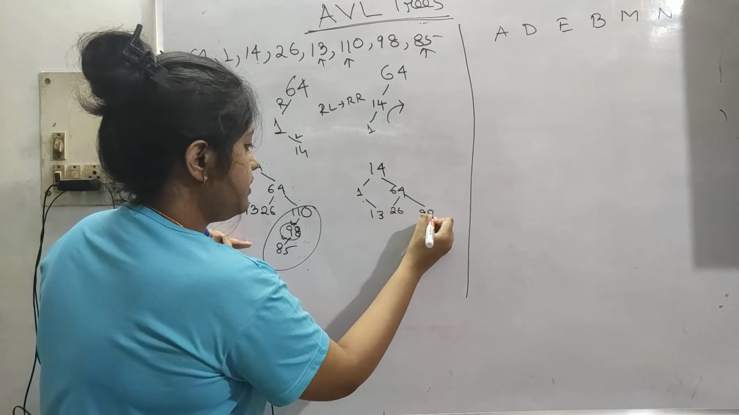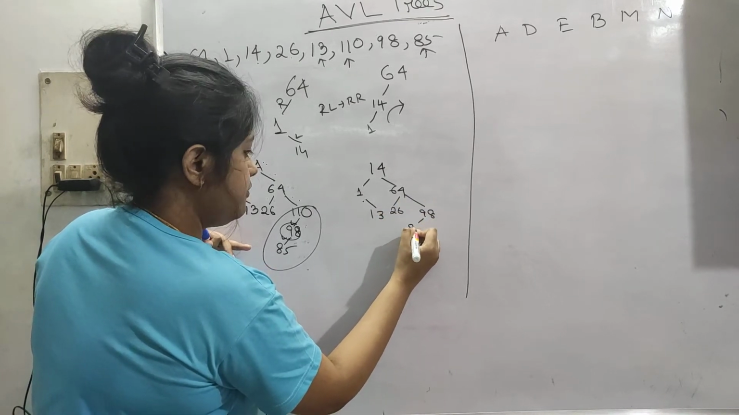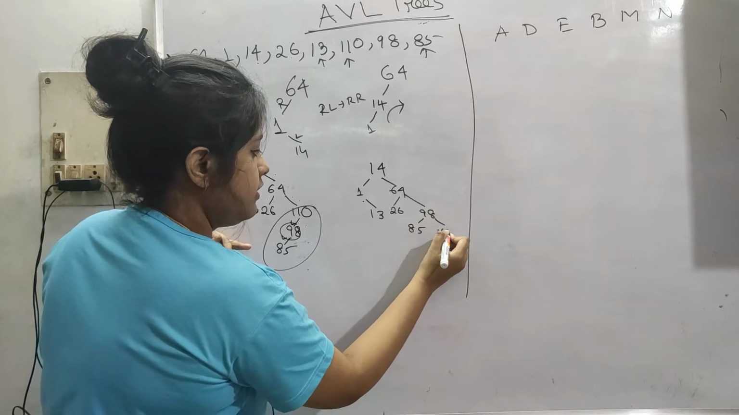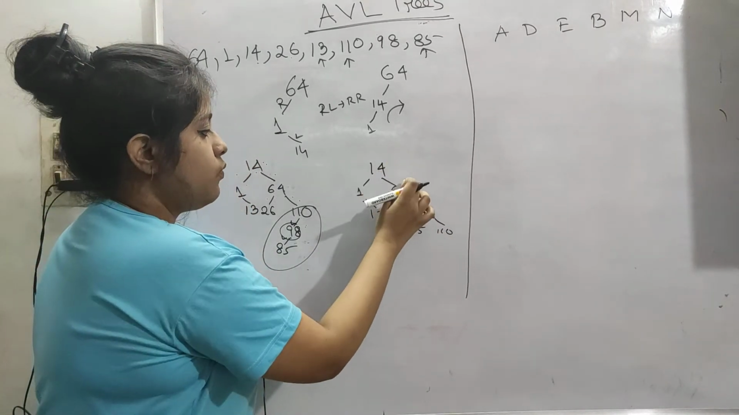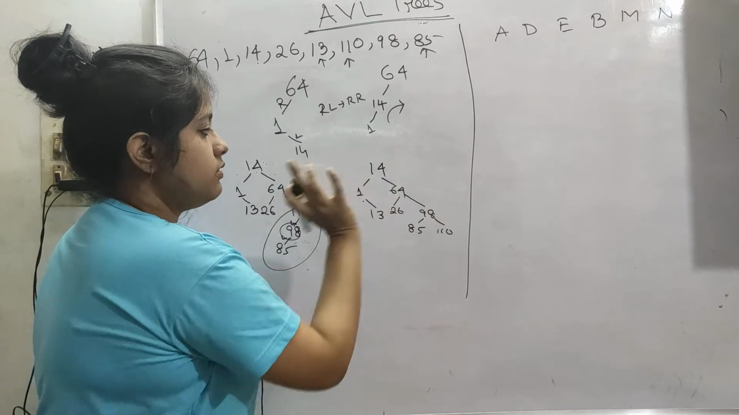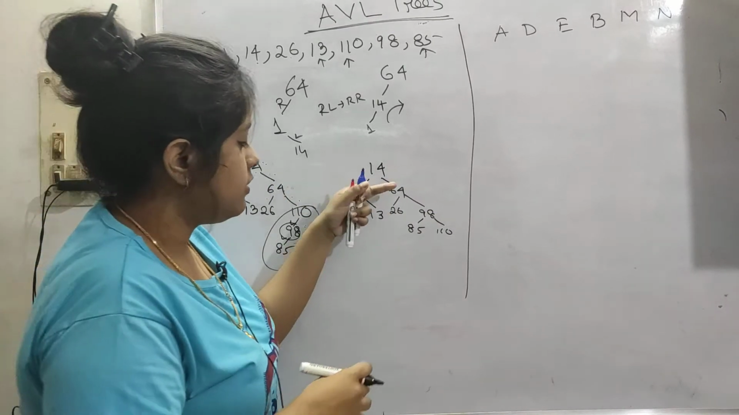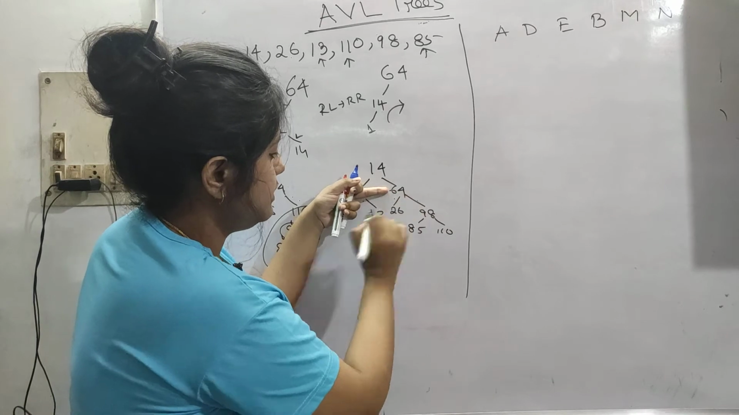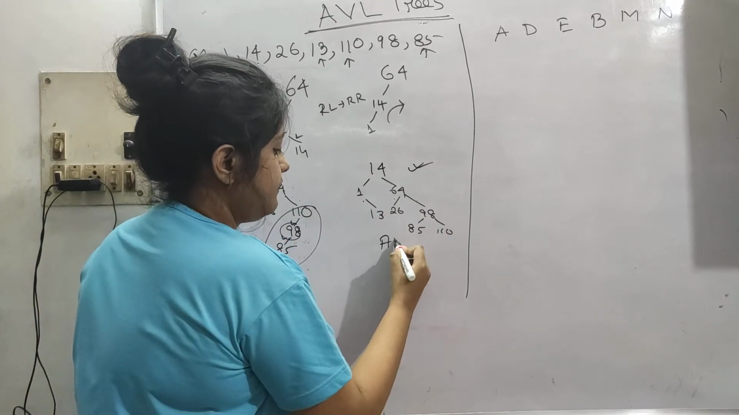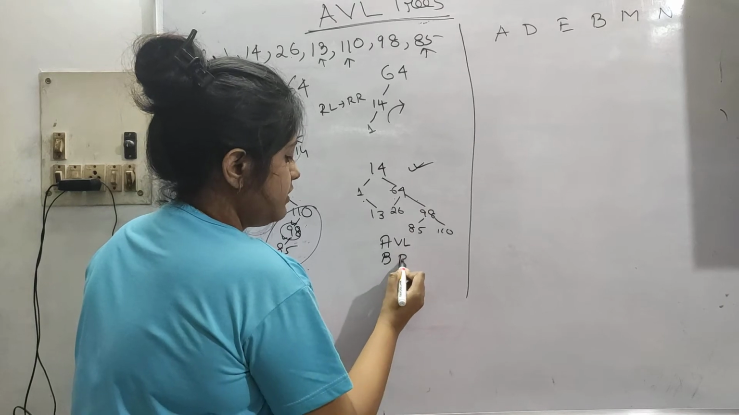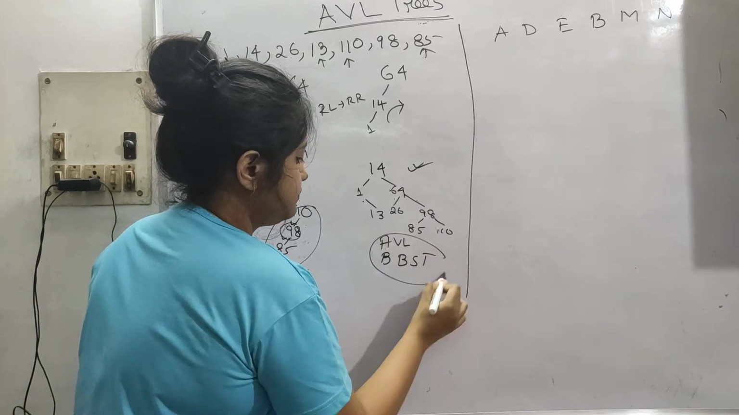So now 98, 85 and 110. So now let's see if it is balanced. For root 1 2 3 minus 2, so root is balanced. Now let's see 1 2 and this is 1, 2 minus 1, 1, so this is balanced. So AVL tree or balanced binary search tree.